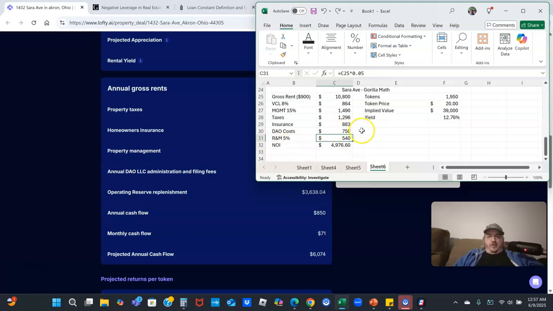I used a 5% repairs and maintenance. I actually think this is really low, but I don't know. I don't know anything about the property. It's a good rule of thumb in some markets for some price points. I'm using 5% of the rent.